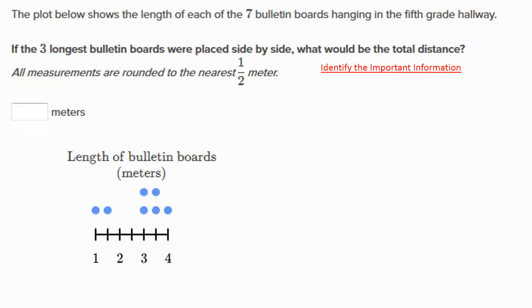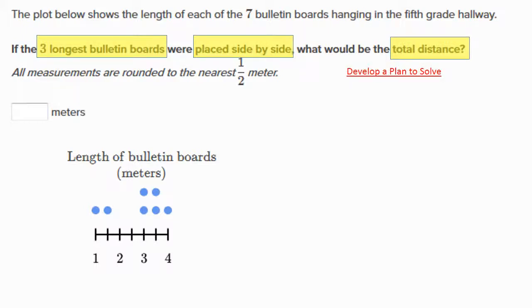Now let's start by identifying the important information needed to solve this problem. Well, if we read the problem again, it says if the 3 longest bulletin boards were placed side by side, what would be the total distance? So you can see by the rectangles that's the important information we need.